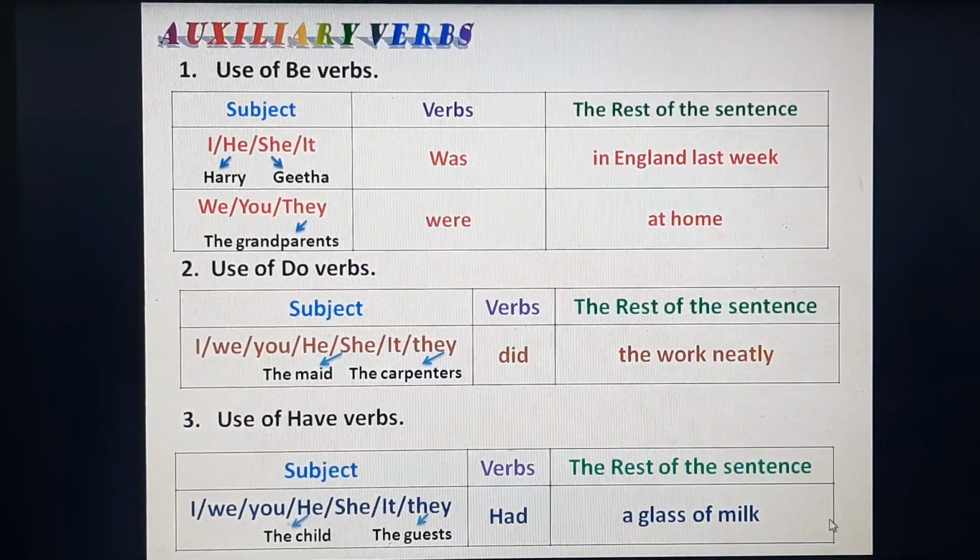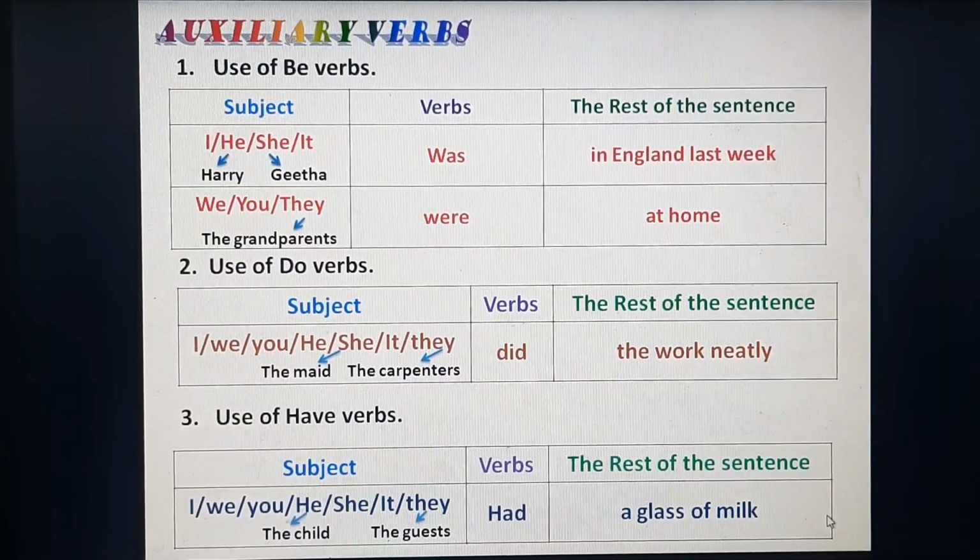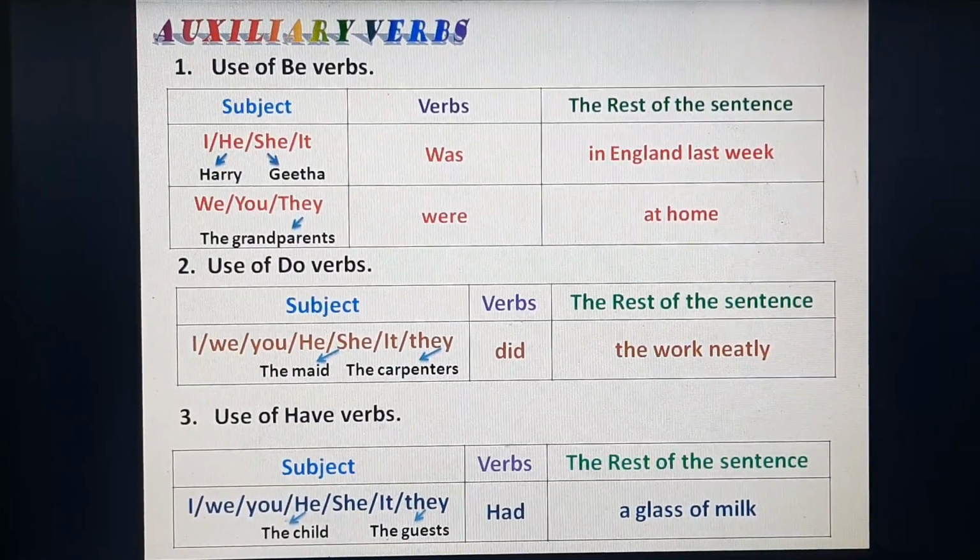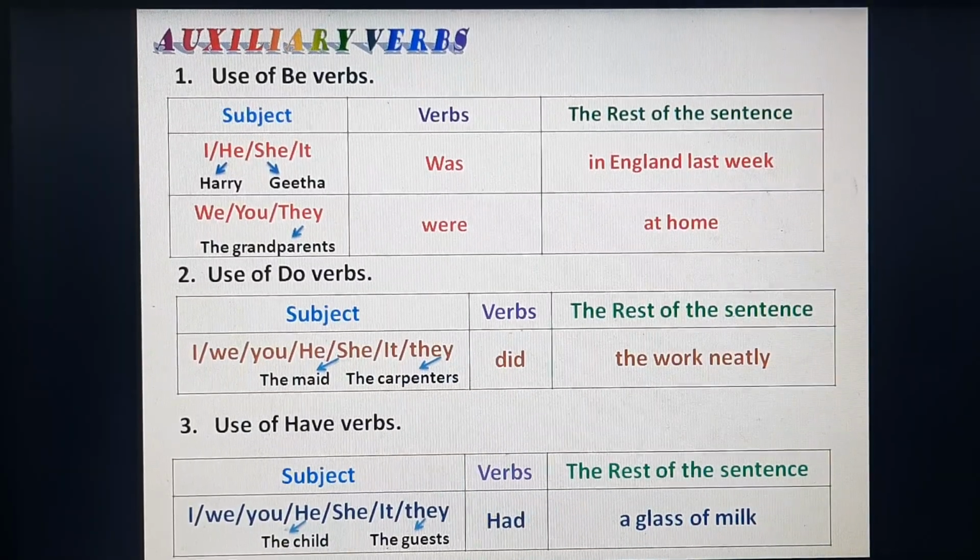So I think, boys, you have understood the simple past tense verbs, how to use them. I shall see you in the next class.